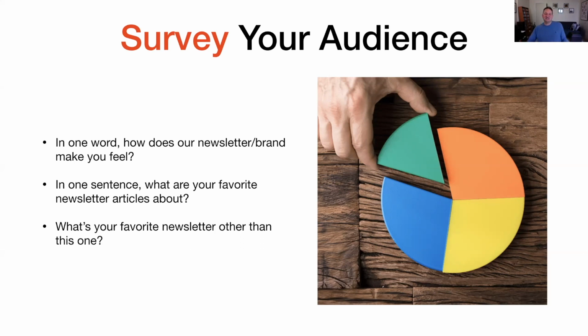In one sentence, what are your favorite articles about? Obviously, this gives you a sense, separate from just the click stats, of what people actually want from your newsletter and what's resonating with them the most. And then "what's your favorite newsletter other than this one" is really helpful, because from a marketing standpoint, it might tip you off that a lot of people who like this newsletter also like another one. I should go find that audience, whether you're going to do that with paid ads or cross promotions or any of that stuff.